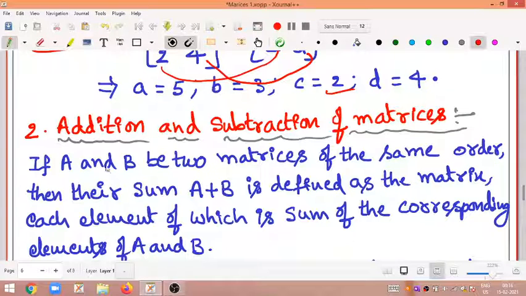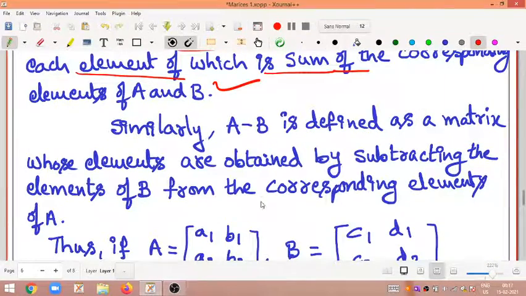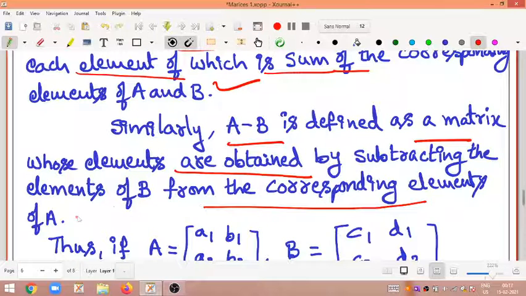Next, addition and subtraction of matrices. If A and B are two matrices of the same order, then their sum A plus B is defined as the matrix each element of which is the sum of the corresponding elements of A and B. Similarly, A minus B is defined as a matrix whose elements are obtained by subtracting the elements of B from the corresponding elements of A.